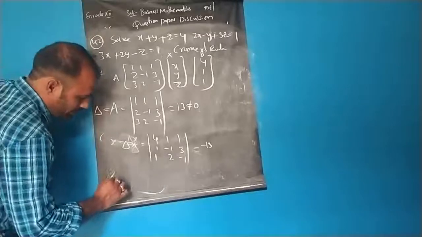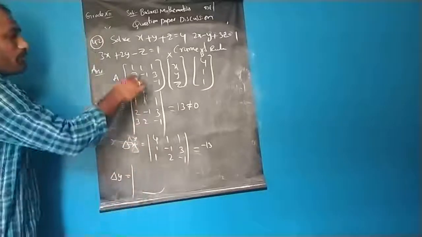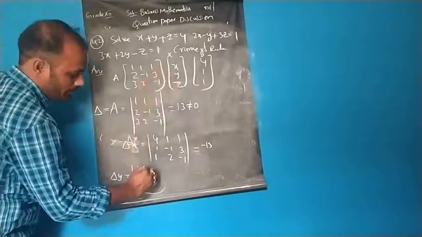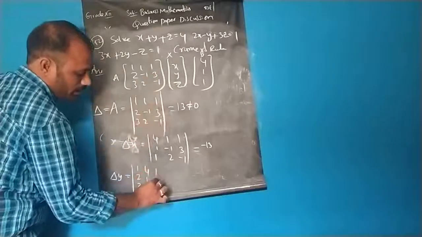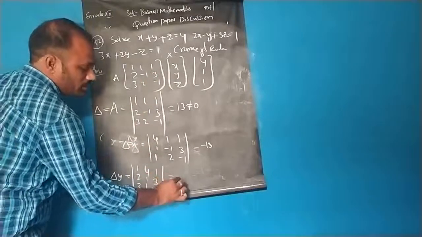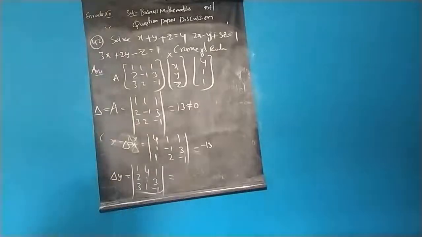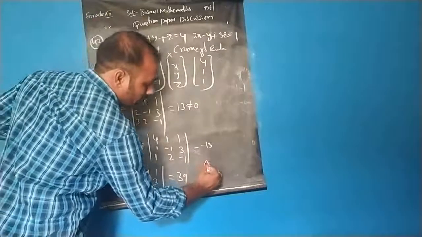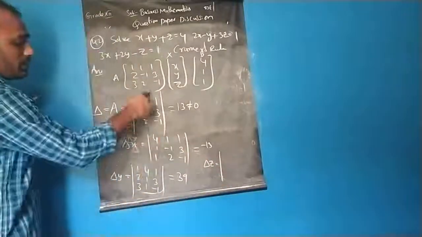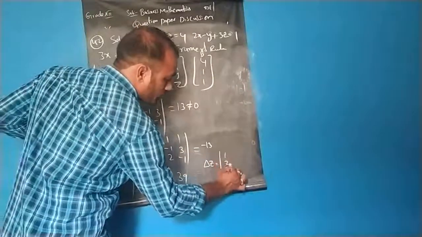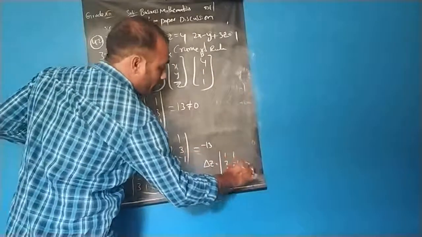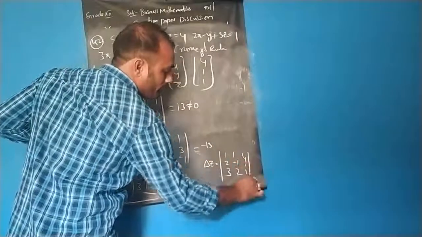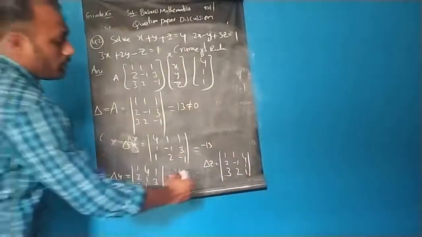Next, to get delta y, we will replace the middle column. The first column stays as such, that is 1, 2, 3. The second column we replace by 4, 1, 1, and the third is 1, 3, minus 1. If I find the determinant of this, we will get the answer as 39. Next, delta z. This time we are replacing the third column. The first two columns stay as such: 1, 2, 3, 1, minus 1, 2. The third column will be 4, 1, 1. If I find the determinant of this, we get the answer as 26.